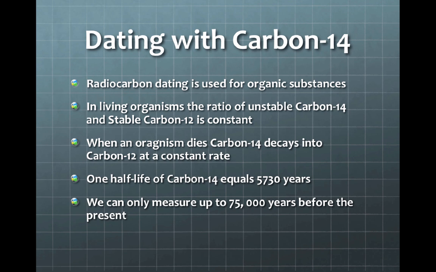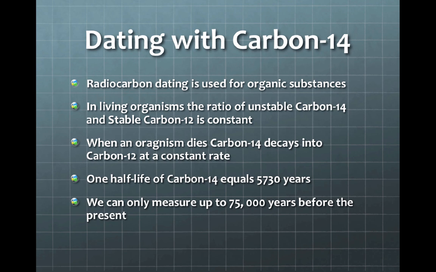Carbon-14 is an unstable parent isotope that, when it decays, will become carbon-12. The rate at which it decays is constant. One half-life for carbon-14, or the rate that it decays, half of its nucleus decays, equals 5,730 years. Because it decays at this constant rate, we can use the ratio between carbon-14 and carbon-12 to determine how old a substance is.